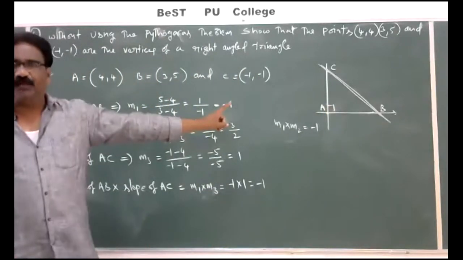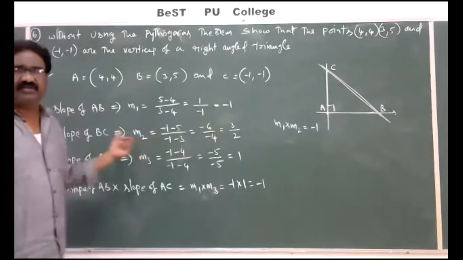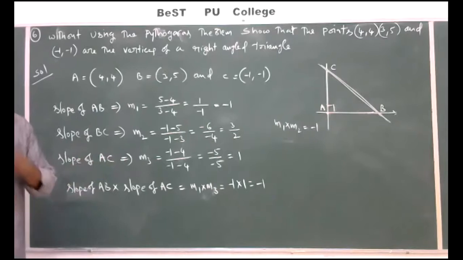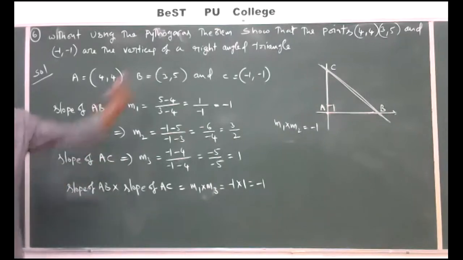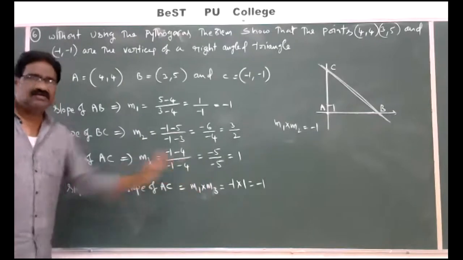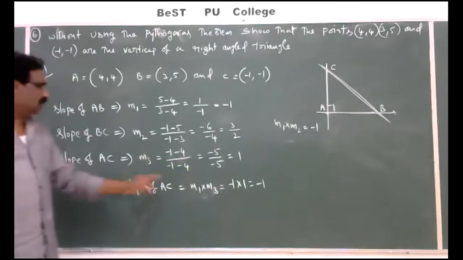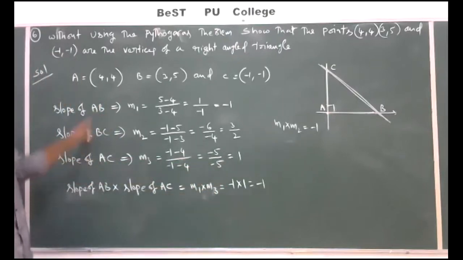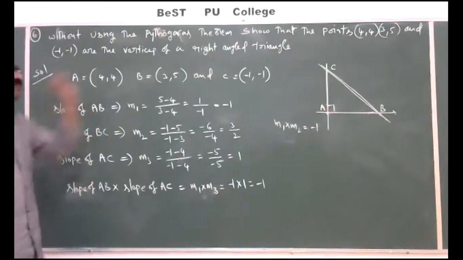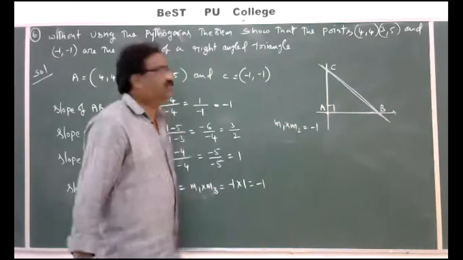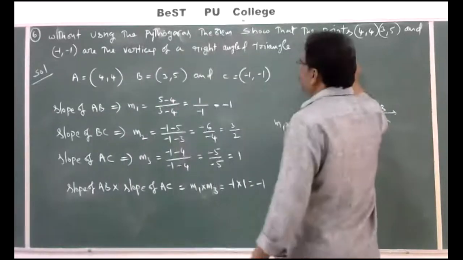That's why I did not indicate the points first. First you find out the slopes of the three sides, then identify where the right angle is, then you put the points there. Here AB slope is -1 and AC slope is +1. So the product of slope of AB into slope of AC is equal to -1. That means AC and AB, A is common in both sides. That's why the right angle is situated at A. Therefore, you draw this figure.